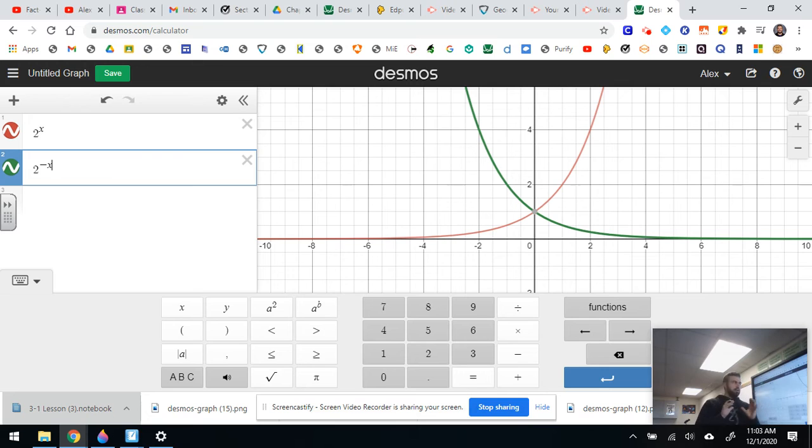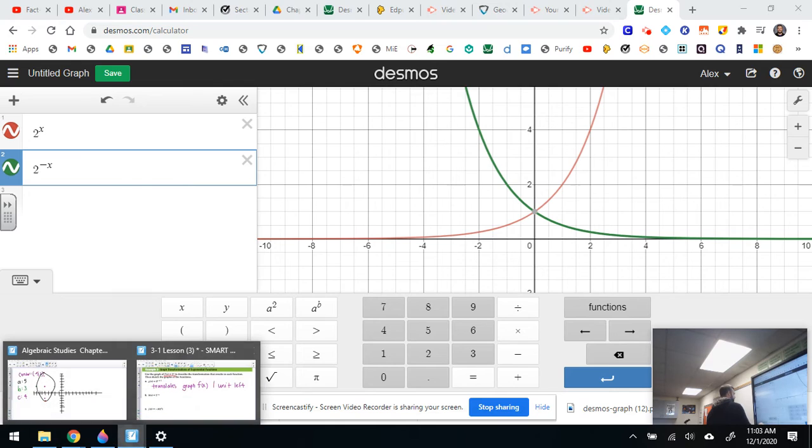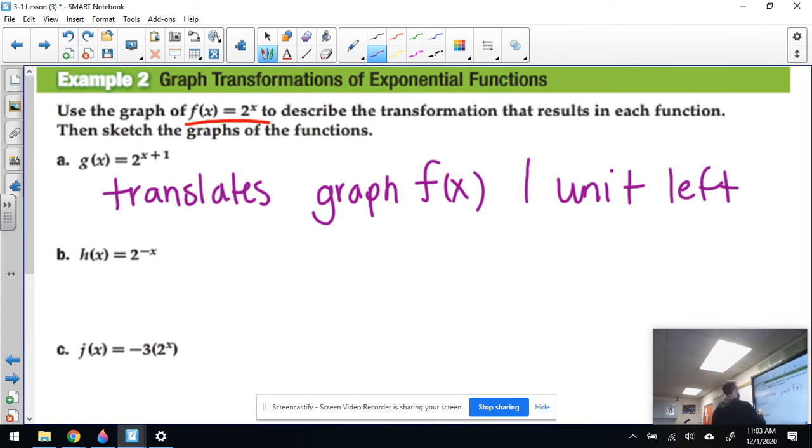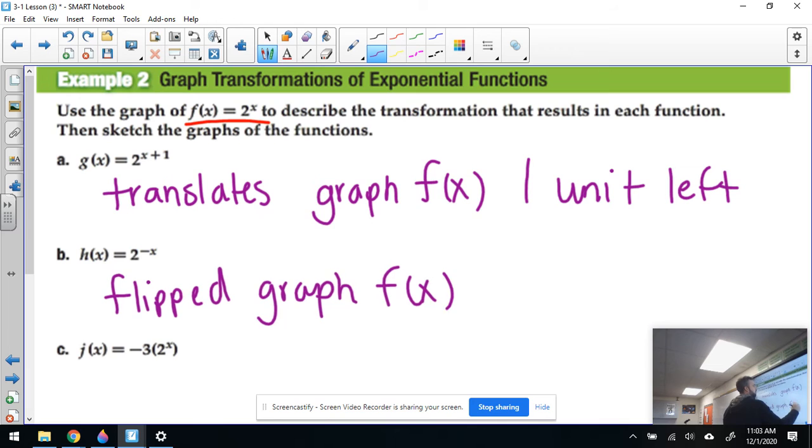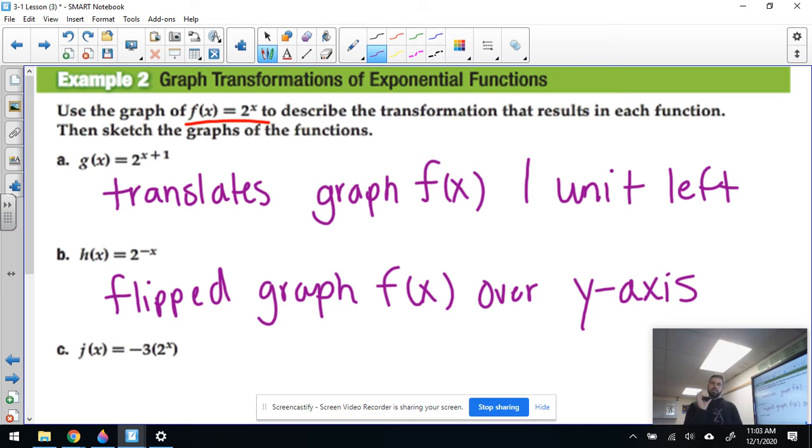So when it's negative, you'll see that it flipped the whole thing. It flipped it over the y-axis. Okay, so when we have negatives, it flips it over the y-axis. So this one, flip graph f of x over the y-axis. Okay, so when the exponent was negative, it flipped it over the y-axis.